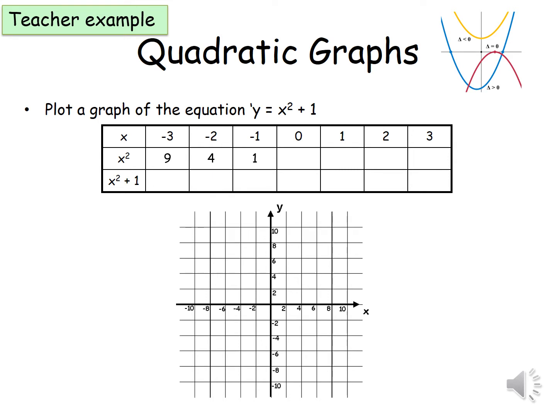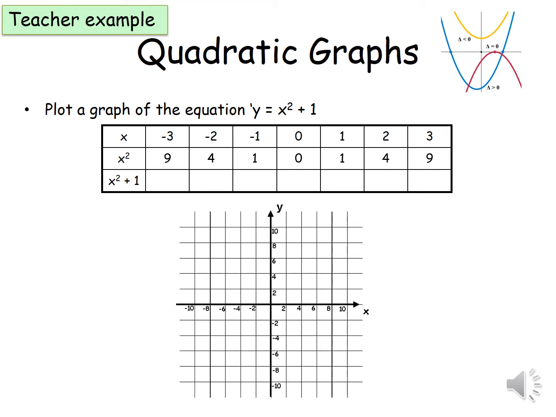When x is 0 and we square 0, that will still remain as 0. When x is equal to 1 and we square it, that will be 1. When 2 is multiplied by 2, that will give me 4. Okay, 3 squared will give me 9.